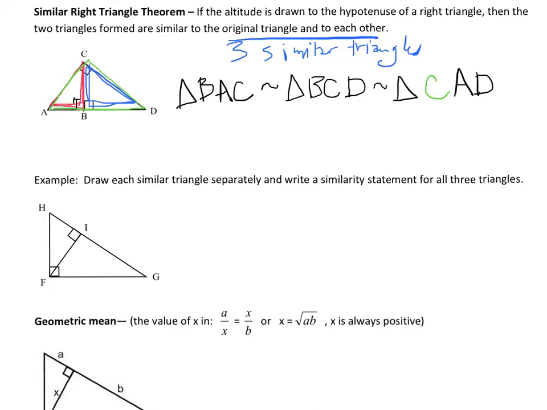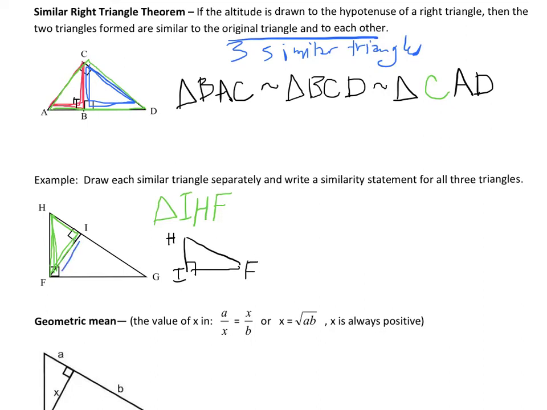So this example says, draw each similar triangle separately and write a similarity statement for all three triangles. Once again, if I were to color code this, I'll start with this little triangle. I'm going to do the same format, so I'm always going to start with that right angle. You don't necessarily have to do this, but you just have to be consistent in how you write them. I'm going to do the short side to the long side. If I draw them all the same way, I have the right triangle I, H, F.